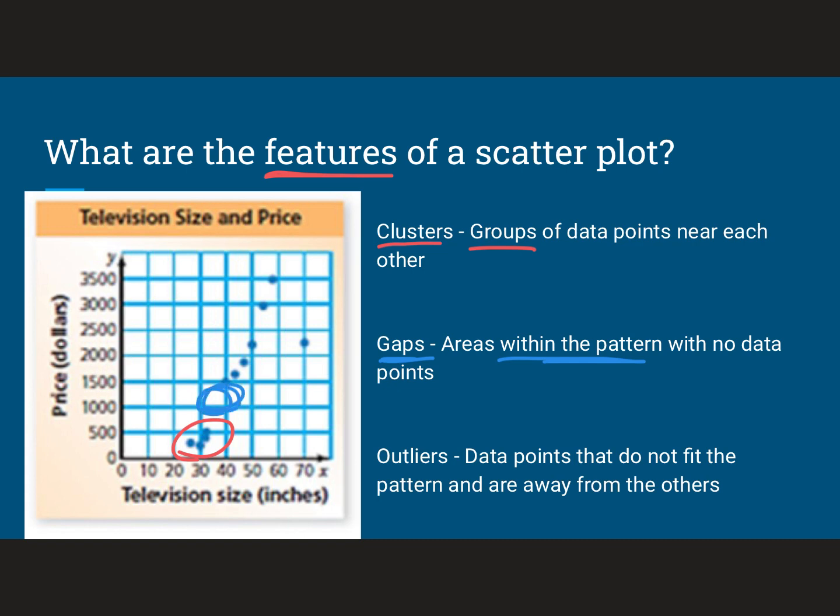So if I drew a line for the pattern, let's draw a line in green. If I drew a line for this pattern, that's still in the pattern, but there's no data there. And finally, we have outliers. Outliers are data points that do not fit the pattern, and they're far away from the others. So in this case, this would be an outlier. It doesn't fit the pattern, and it's far away from our other points.